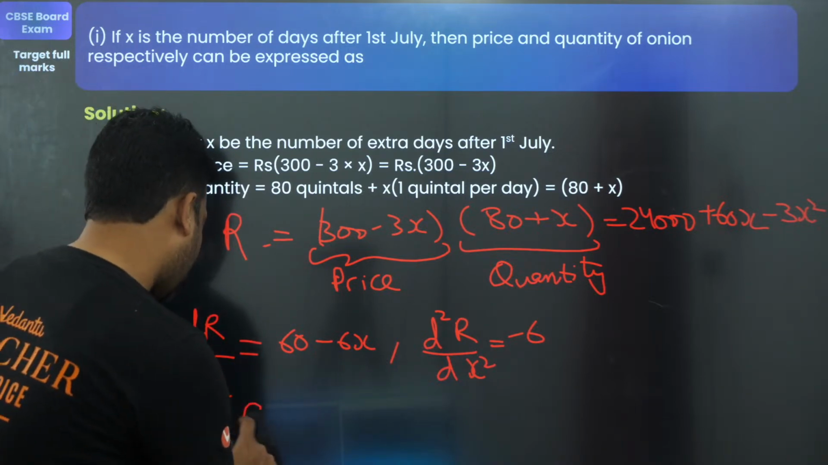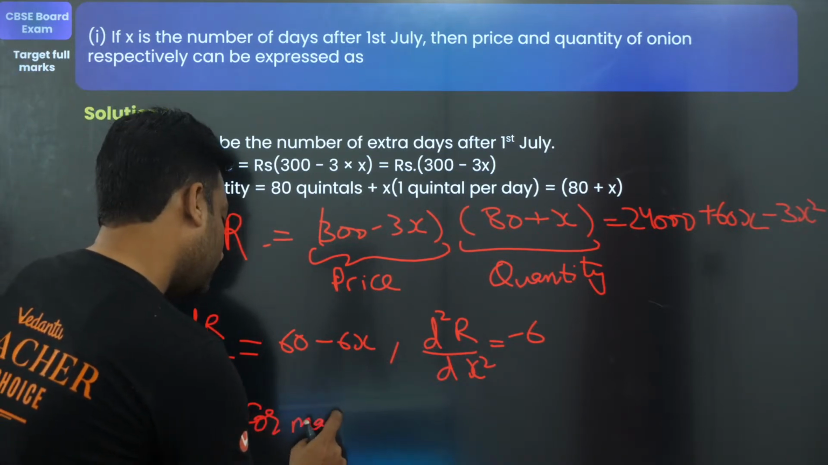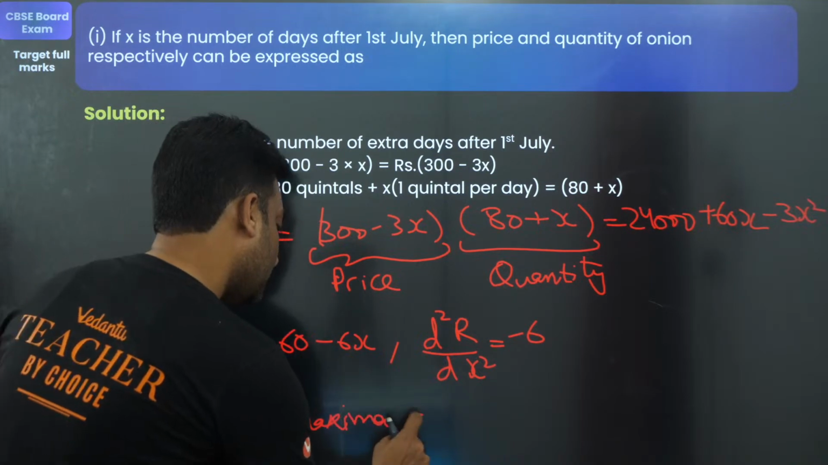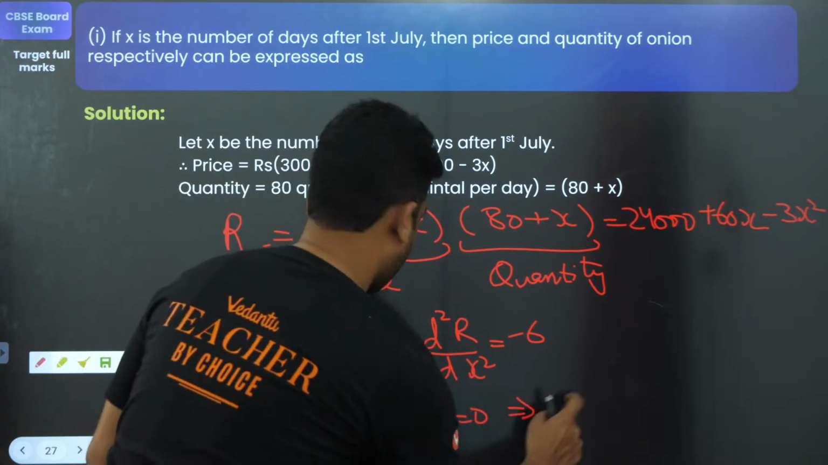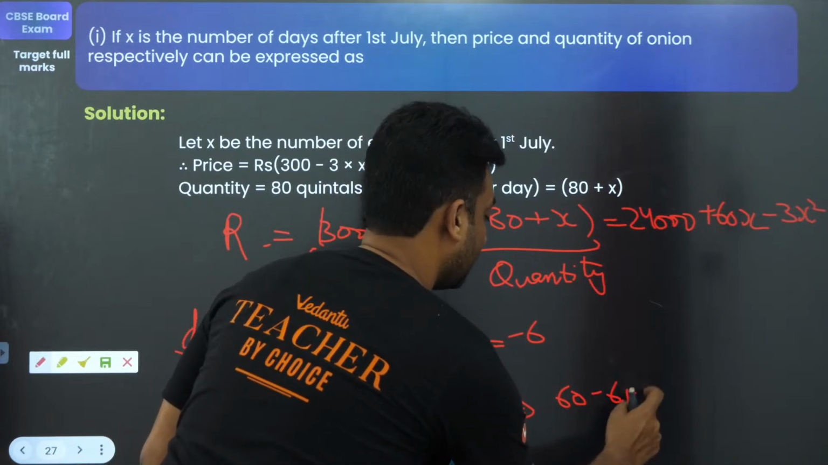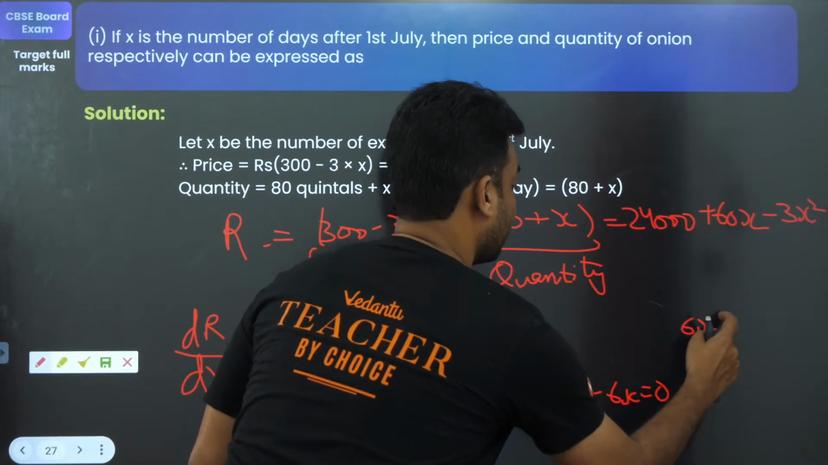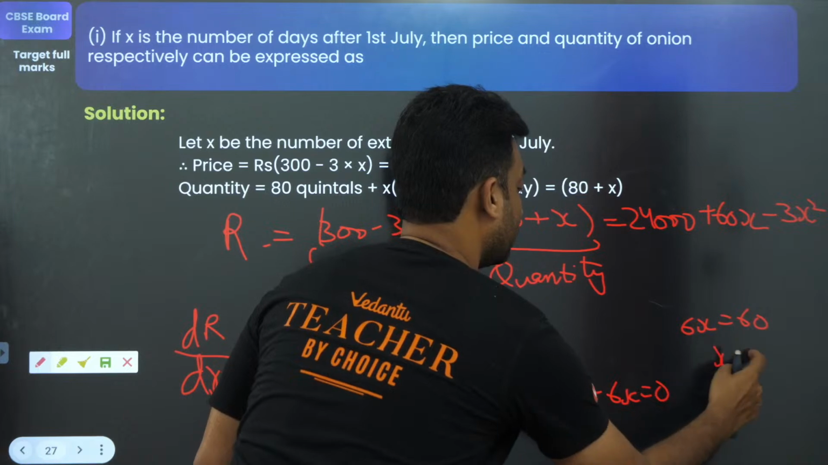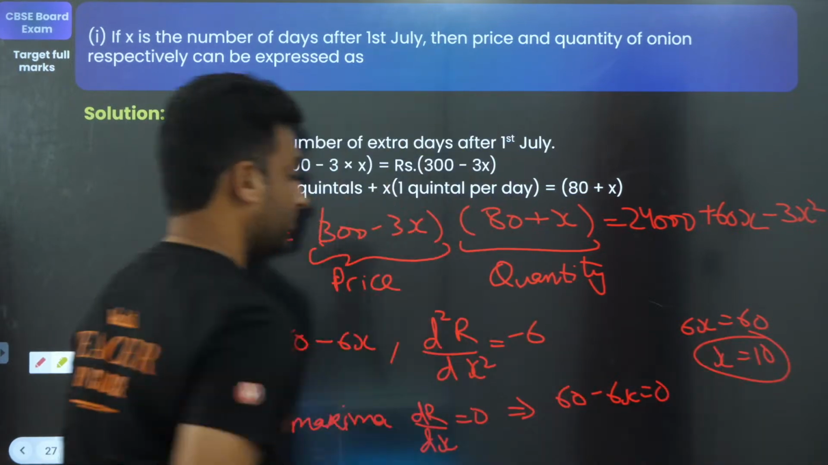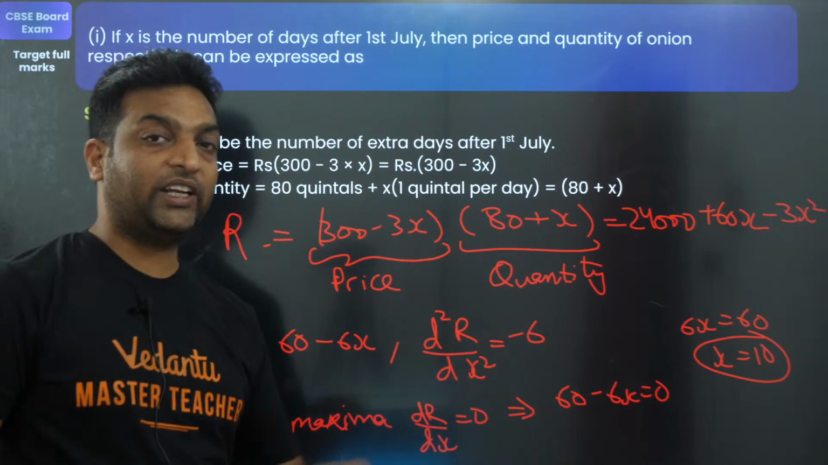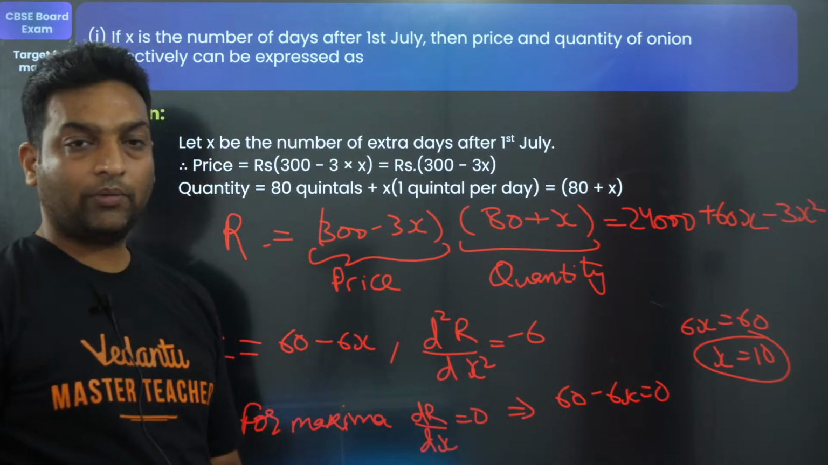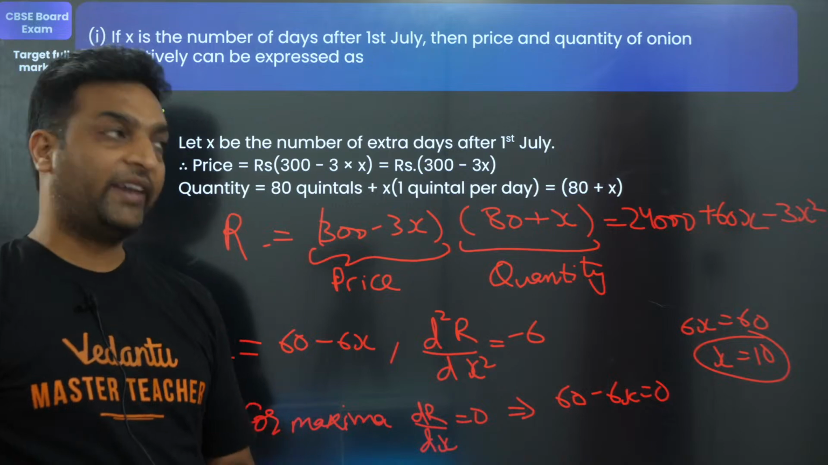Put for maxima, dR by dx equals to 0, which implies 60 minus 6x equals to 0, 6x equals to 60, x equals to 10. So maximum revenue we will get after 10 days.